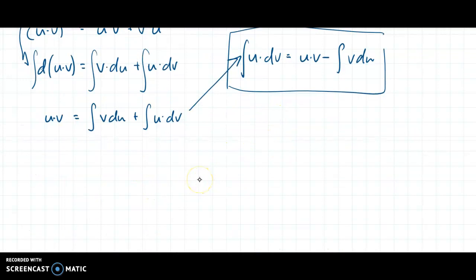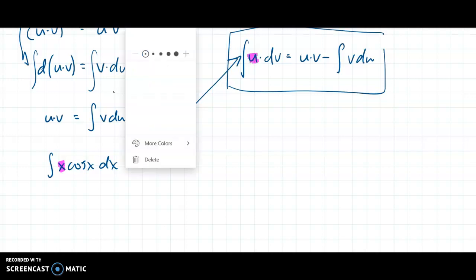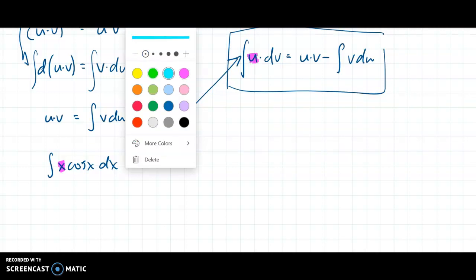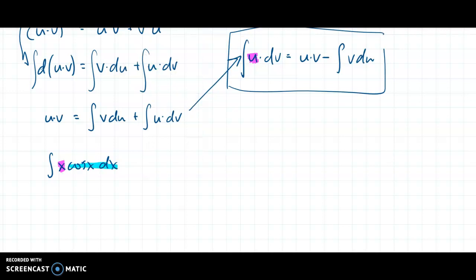So I have the integral of x cosine x dx. I am going to highlight some things for you. For now, just follow along. Don't worry about how I decided what was what, because you will learn it and understand it as we move along. So x is going to be my u, and cosine x dx is going to be my dv. So let's write that.